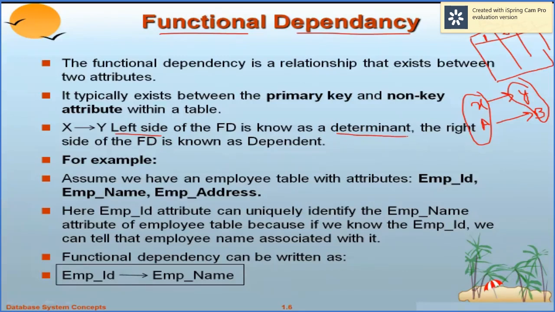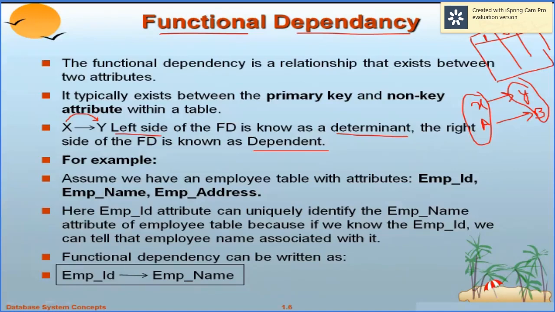The left hand side is called the determinant, and the right hand part of the functional dependency is called the dependent. That means here X is an attribute which is going to determine Y. That means Y is something that has been obtained by X.